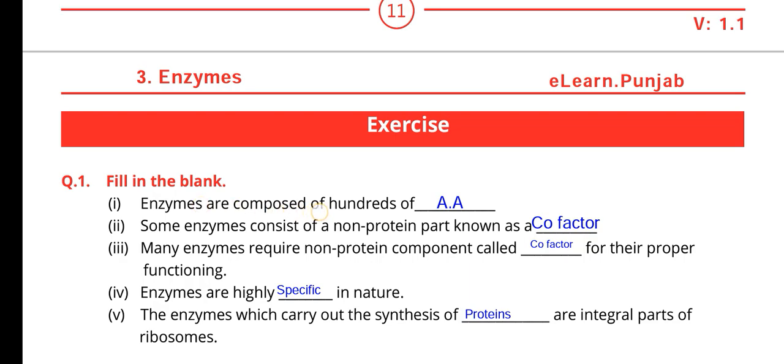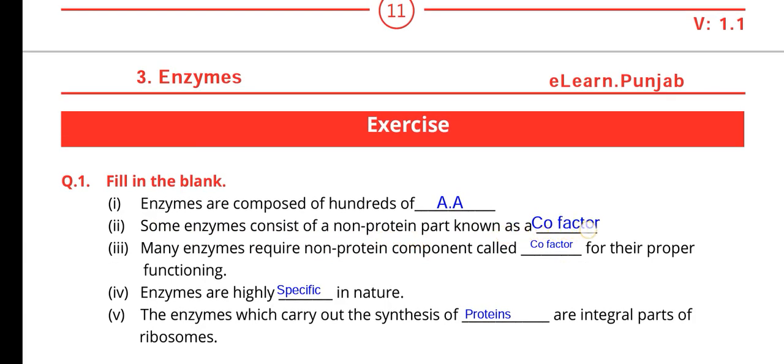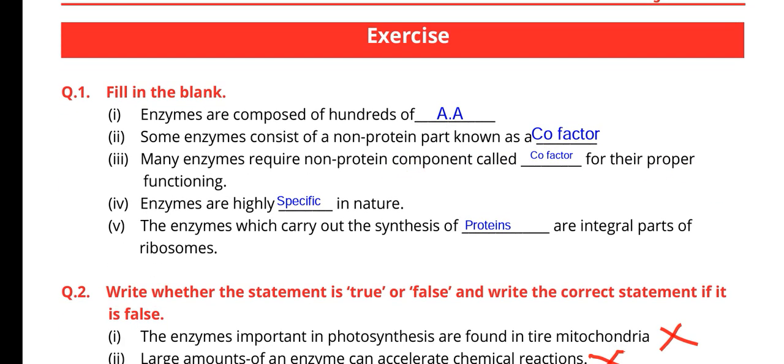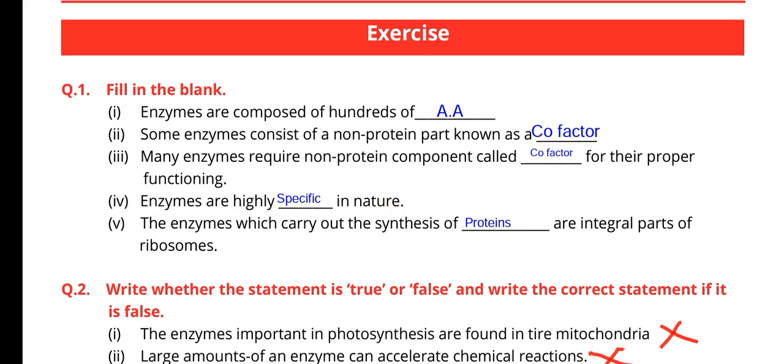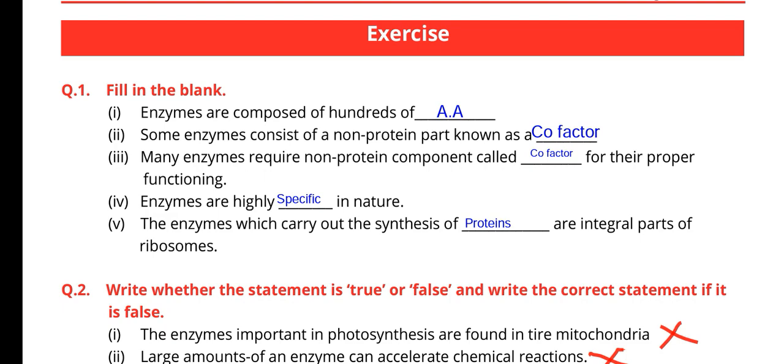Enzymes are composed of hundreds of amino acids. Some enzymes consist of a non-protein part known as a cofactor. Many enzymes require a non-protein component called the cofactor for their proper functioning. Enzymes are highly specific in nature. Enzymes which carry out the synthesis of proteins are the integral parts of ribosome.